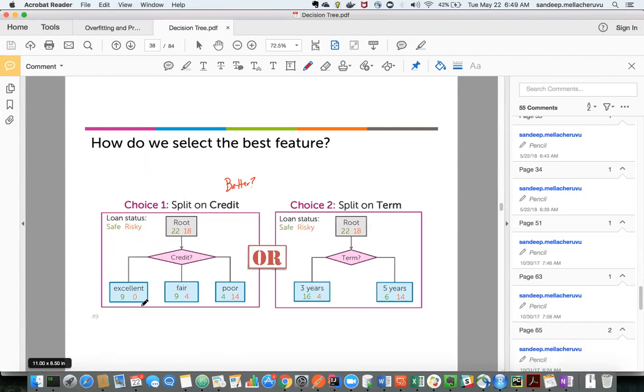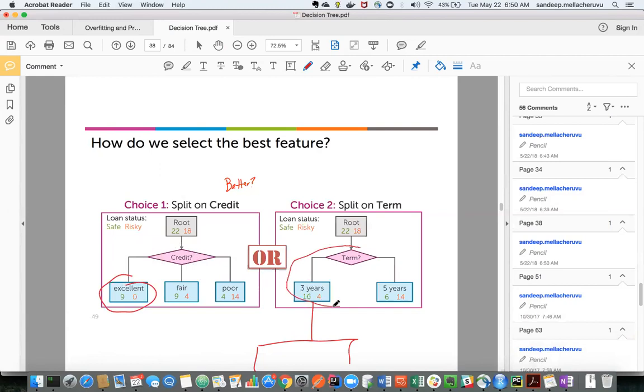So it means that there is no one single answer. That's what I'm trying to explain. There is no single rule saying you have to always go with the number of pure nodes you get after splitting. Maybe after splitting here, you get a better answer than this one. So it's very hard to say which one will be good in future.